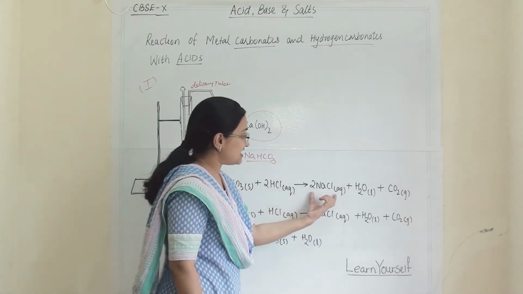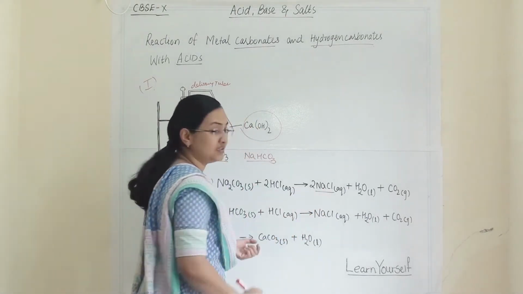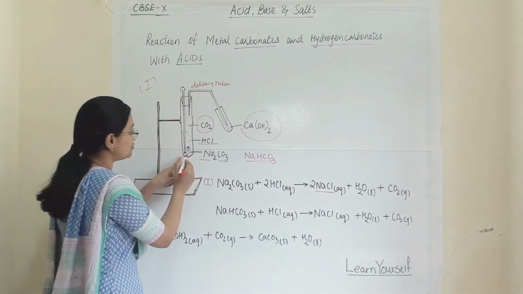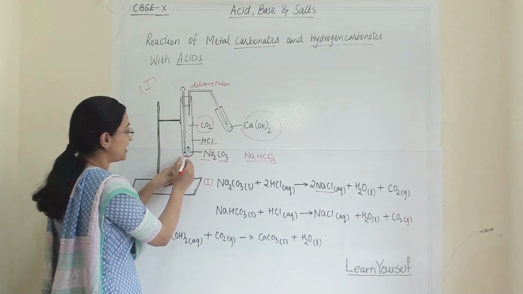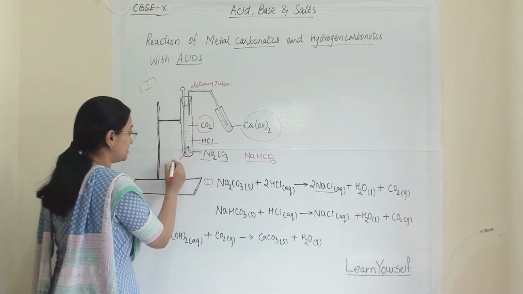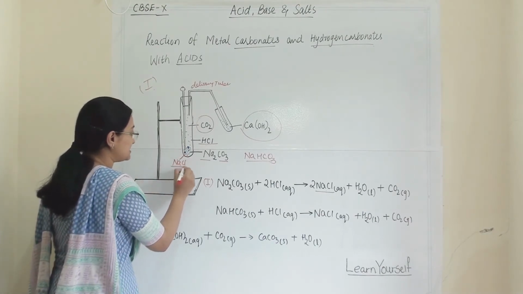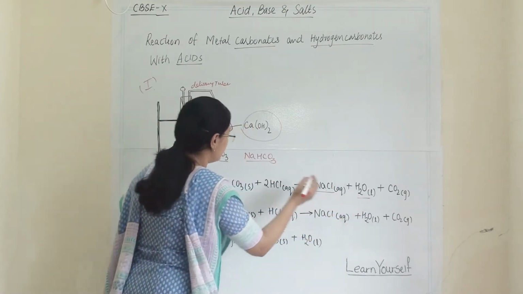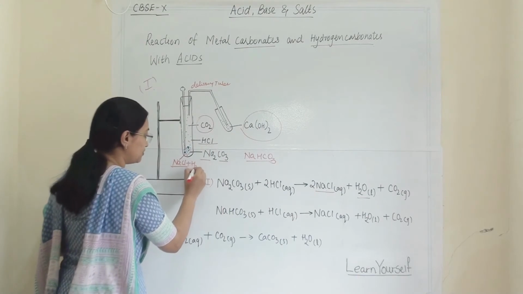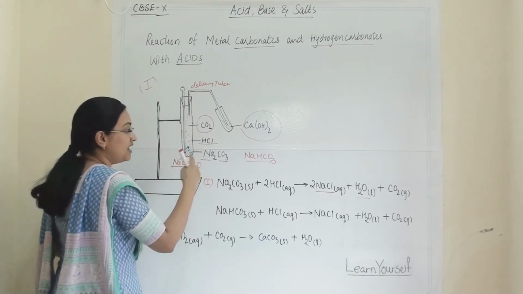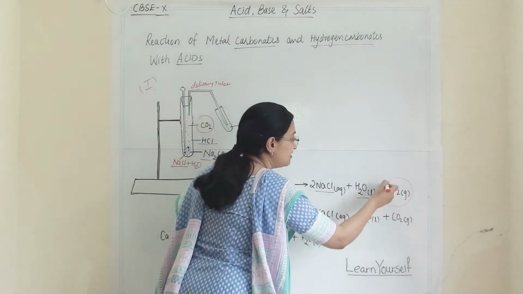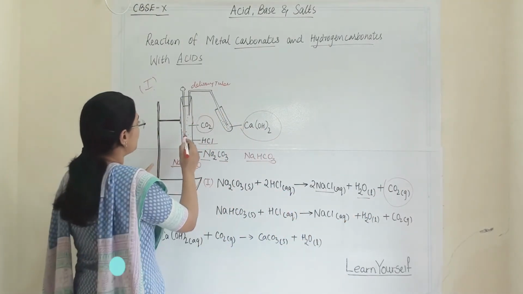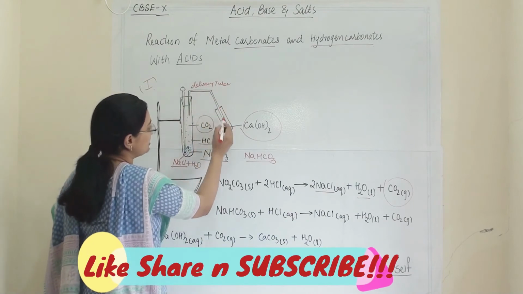We will get NaCl, that is sodium chloride, that will be in aqueous solution. So that product will form and it will remain here only. So this is NaCl, this is our product, it will remain here only. Then water, it will also remain here only in this test tube. And carbon dioxide, whatever gas is generating, will pass through from this delivery tube.